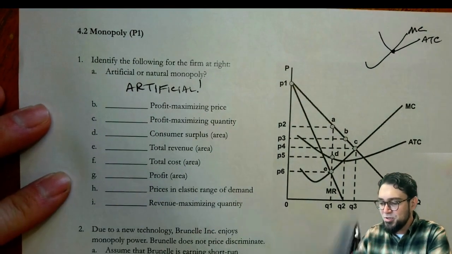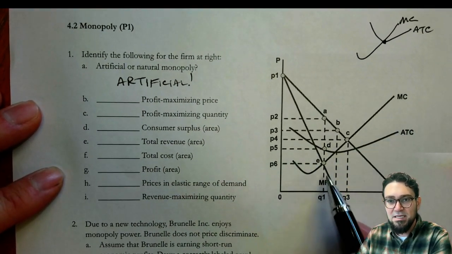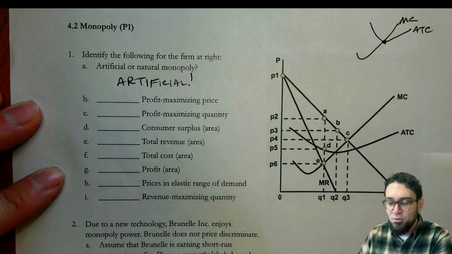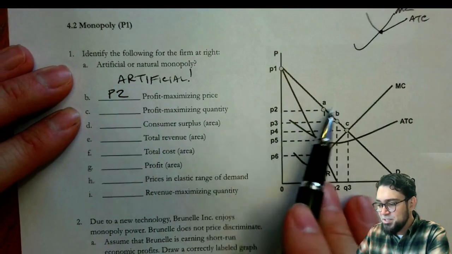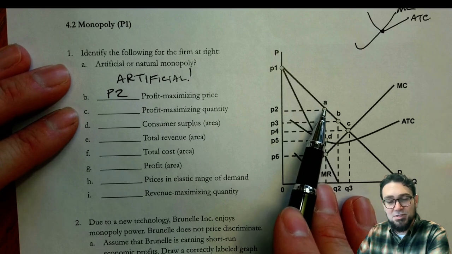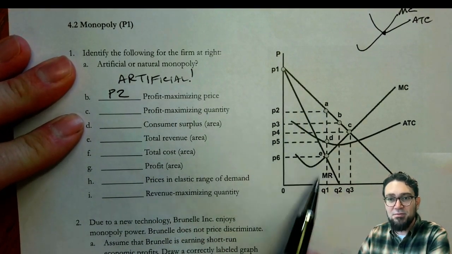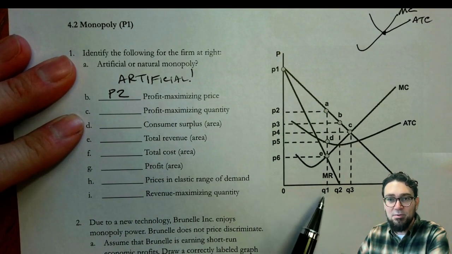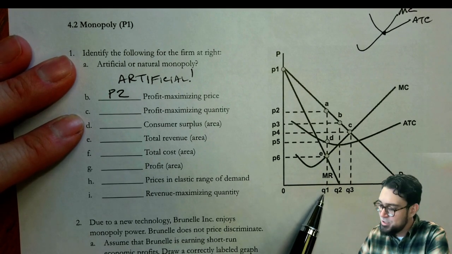Let's go ahead and label using these labels. Let's identify some of these points. Profit maximizing point is where MR equals MC. So that's going to occur here, A over to P2. So our answer is P2. We do need to say P2 and not A because A is not a price. It's just a point on the demand curve. P2 is a price. Profit maximizing quantity: well, we go down from point A and we find Q1. Technically, we're starting at point E because that's where MR equals MC, and we're coming down to Q1.